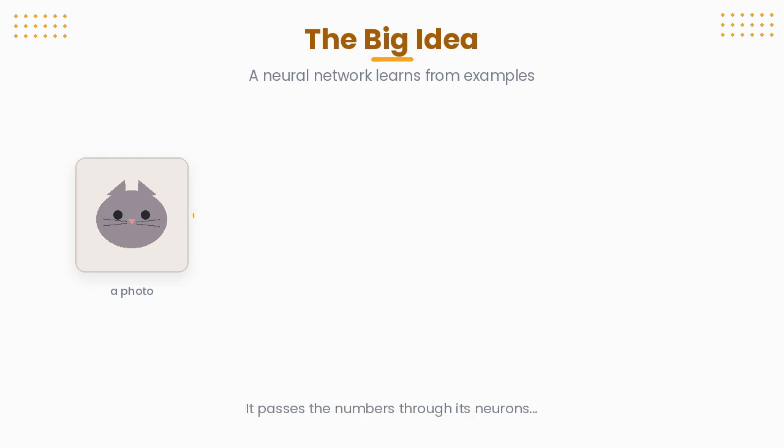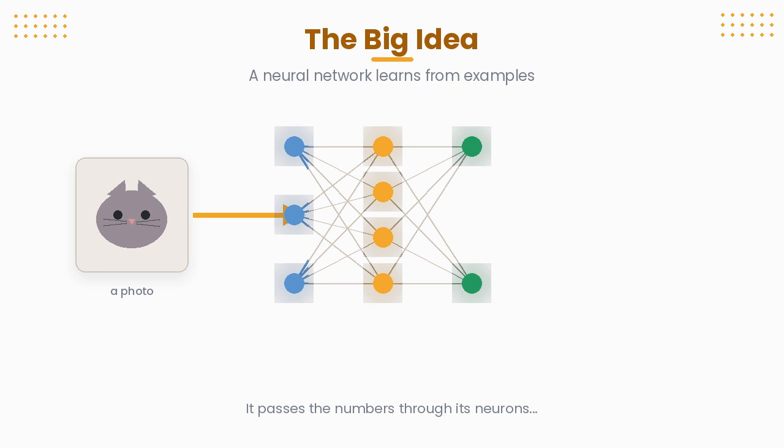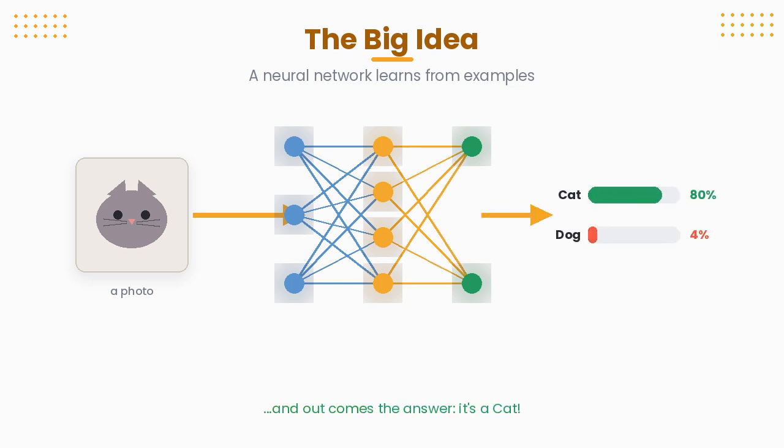A neural network learns from examples. We hand it something, say, a photo of a cat. The picture becomes numbers, they flow through the network, and out comes an answer. It's a cat. Show it enough examples, and it learns the pattern completely on its own.